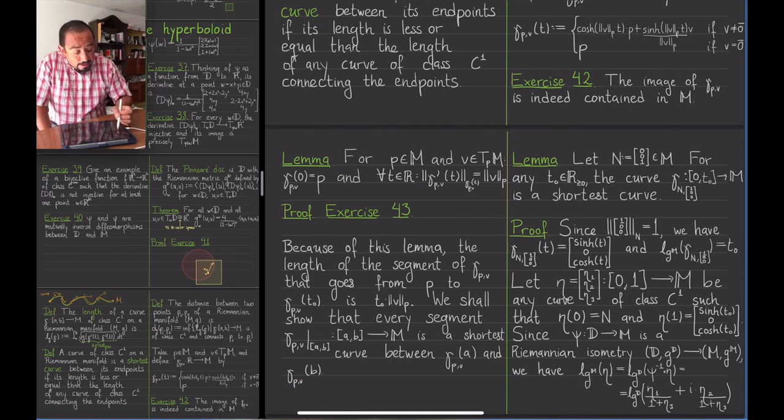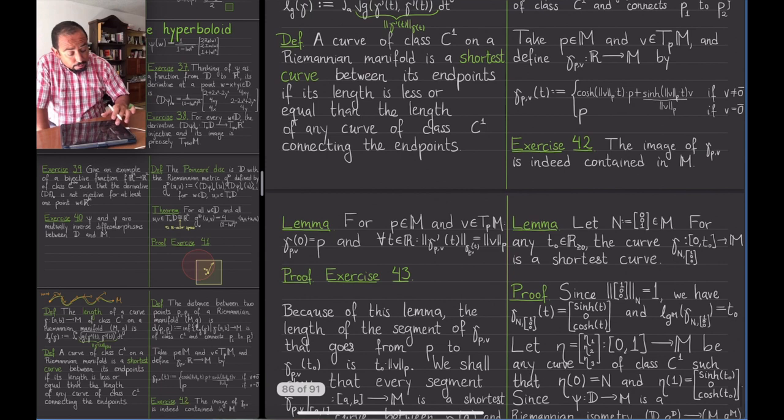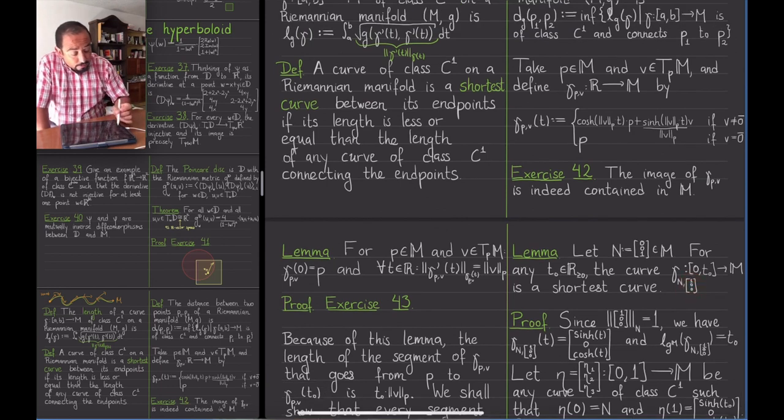Now, the lemma is that when you take your initial point P to be this N, this north pole of M, thinking that the south pole is 0, 0, -1, then for this curve, the segment going from 0 to t0 is a shortest curve connecting N to this point, which would be, with this vector, the point hyperbolic cosine of t0, 0.